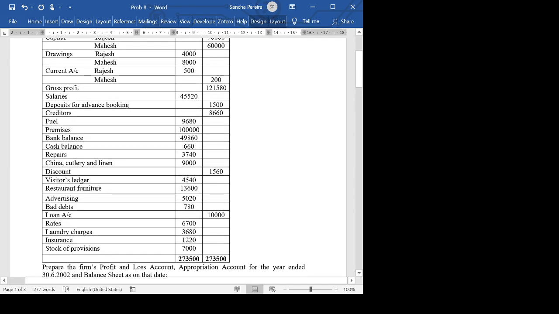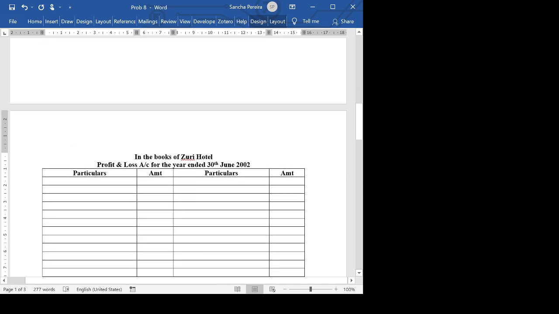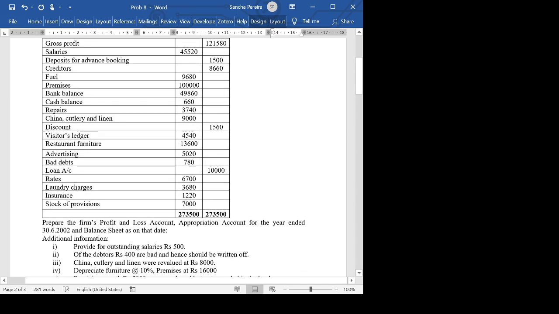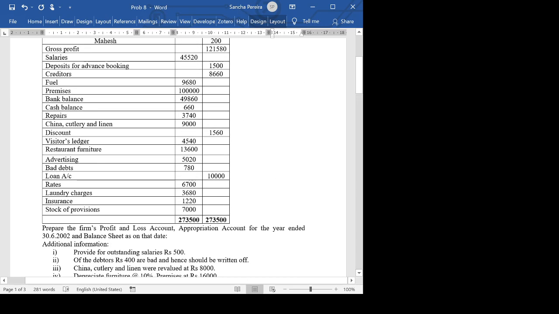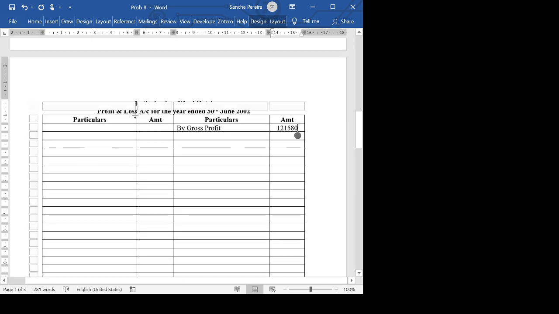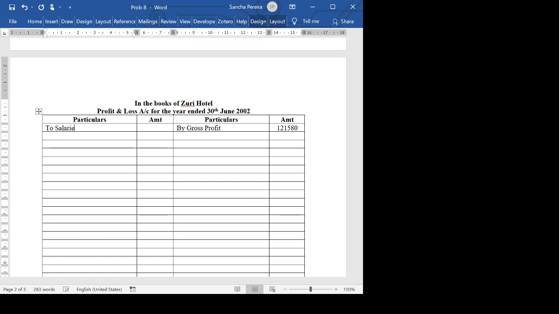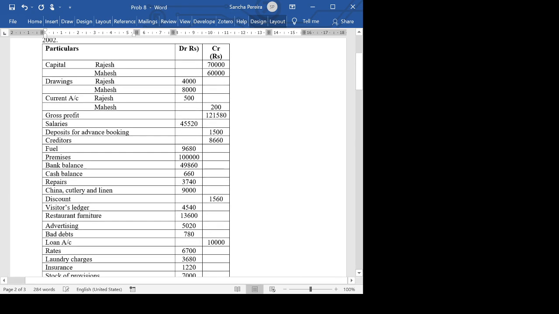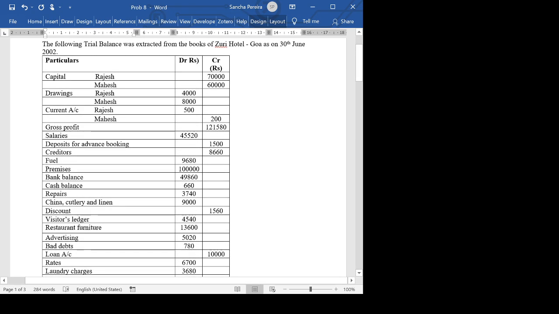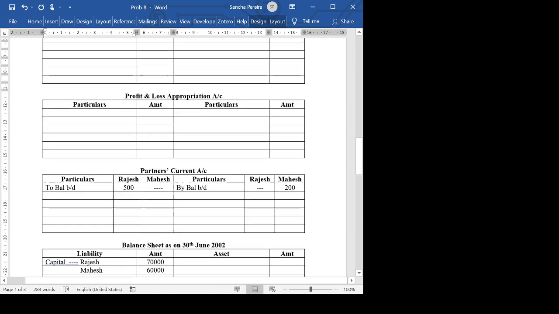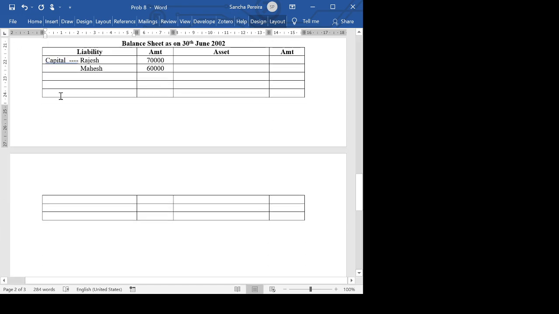Then we have gross profit 121,580. The trading account has already been compiled. Then there is salaries 45,520. Salaries, to salaries in the inner column, because there's outstanding salaries, 45,520. Deposits for advance booking 1,500. I'll leave space for current accounts.